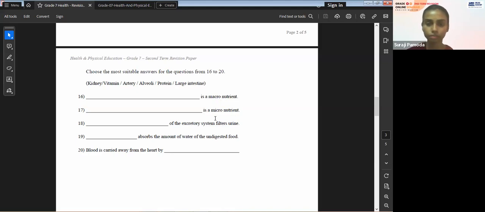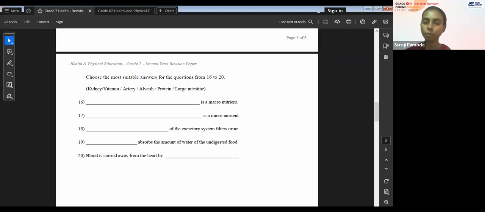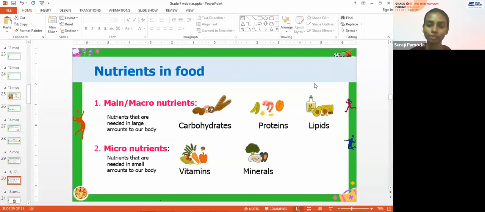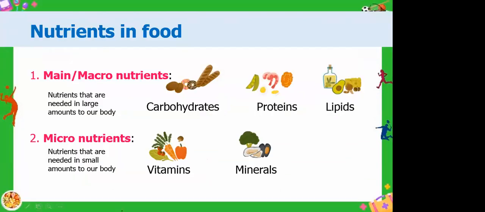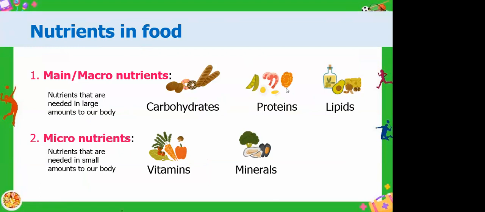And what about micronutrients, other than vitamin? Anyone who can remember? Protein? No, protein is a macronutrient. Protein, carbohydrate, and fats are macronutrients. So micronutrients are vitamins and minerals. Yes, minerals. Carbohydrate is a macronutrient. Okay, so you can see, look at this one. Here you can see we get nutrients from our food, right? These nutrients can be divided mainly into 2 parts, macronutrients and micronutrients. So what are macronutrients? Can somebody tell me? Macronutrients, what is the meaning of that? Nutrients that are needed in large amounts by our body.